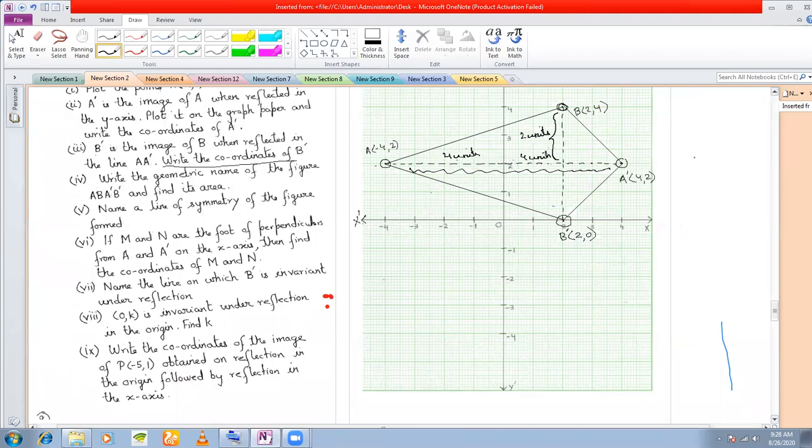So the base is 8. What is the area of this triangle? Half into base (4 plus 4) into height 2, which is half into 8 into 2, which is 16 by 2, which is 8 square units. That is the area of this triangle. So what is the area of this figure? The double: 8 into 2 is equal to 16 square units.